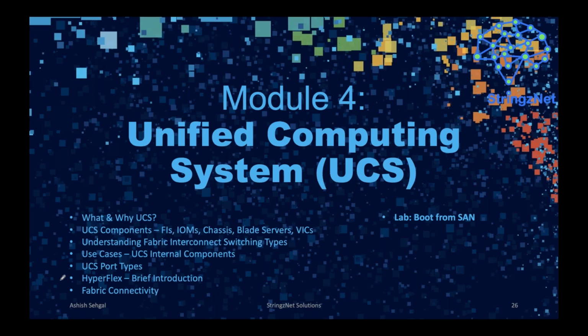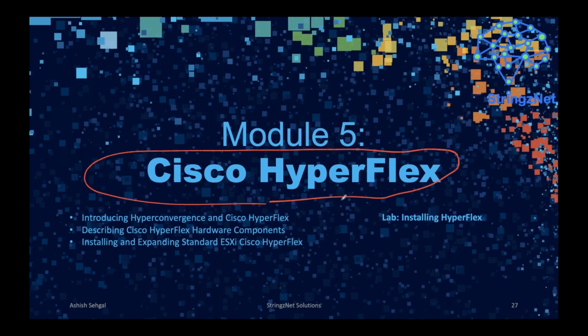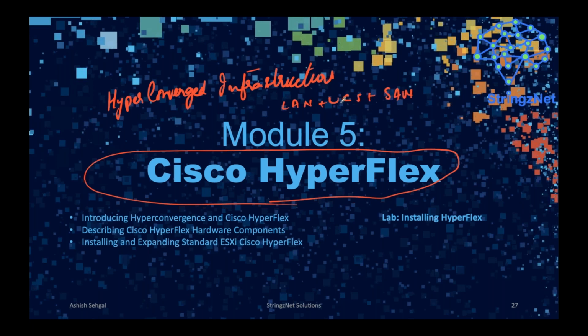We will conclude our unified computing system with a brief introduction of HyperFlex, and in the next topic we will cover HyperFlex in sufficient detail. HyperFlex is the name of a technology called hyper-converged infrastructure. This is a combination of LAN, UCS, and SAN. When all these different technologies merge together, it becomes hyper-converged infrastructure. So in order to understand hyper-converged infrastructure, we need to know LAN, UCS, and SAN. LAN is nothing but routing and switching. UCS and SAN we will be studying prior to this module.